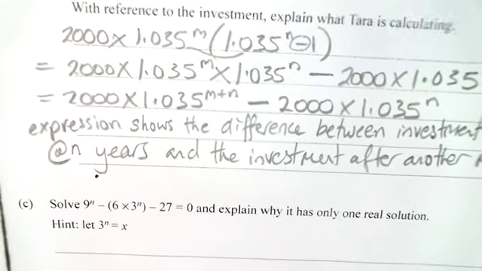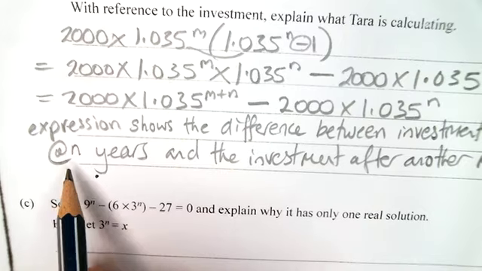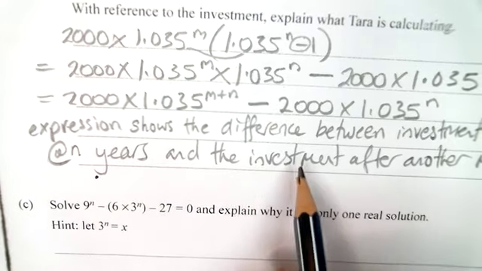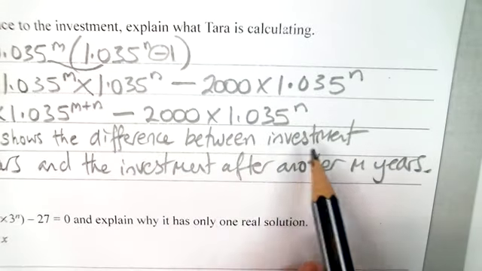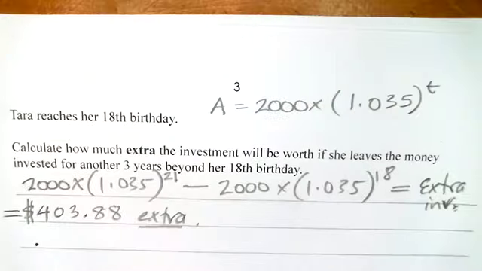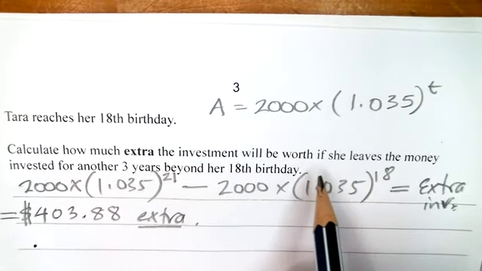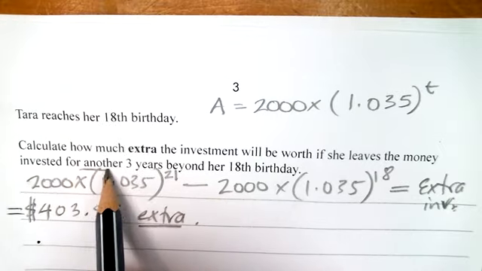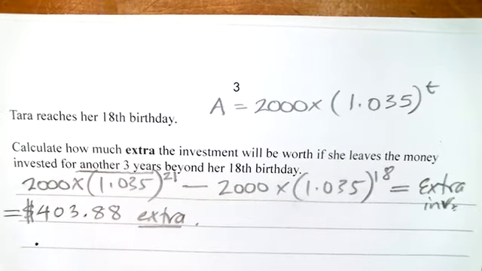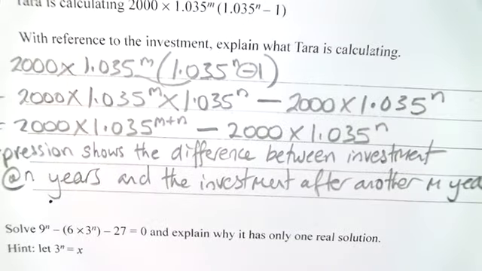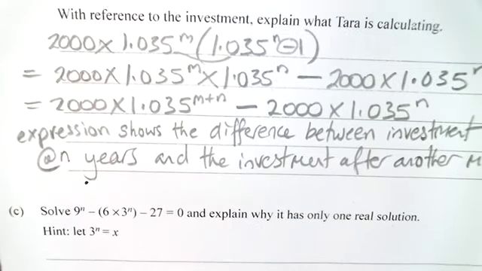So the expression shows the difference between the investment at n years and then the investment value after another m years. The investment at 18 years and then the investment after another 3 years at 21 years. And that's what that's showing. Hopefully that makes sense.